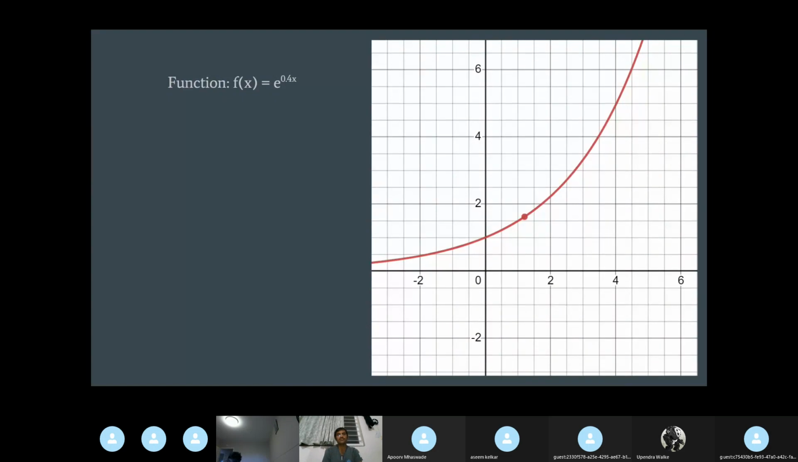Anybody? The value of the function at x equal to 1.2? e raised to 0.48. Yeah, perfect. But now what would be the limit at x equal to 1.2? The limit of the function as x gets closer and closer to 1.2.